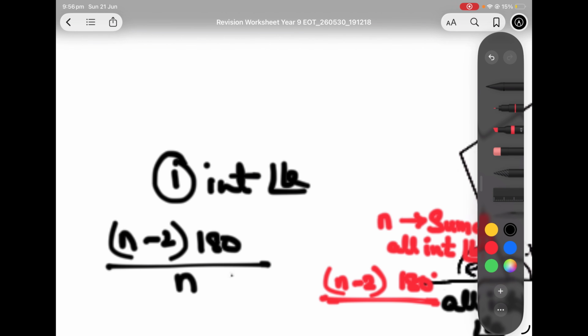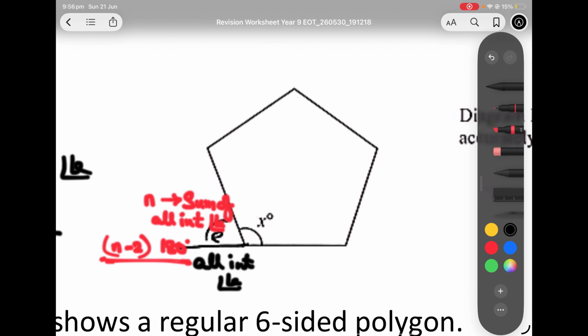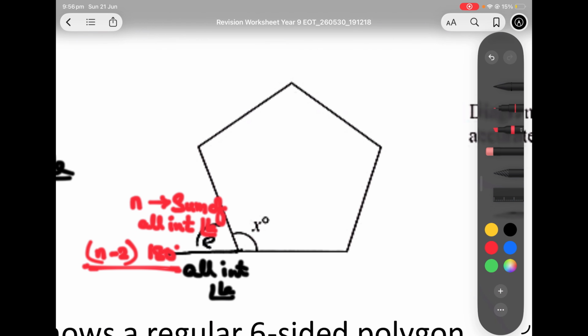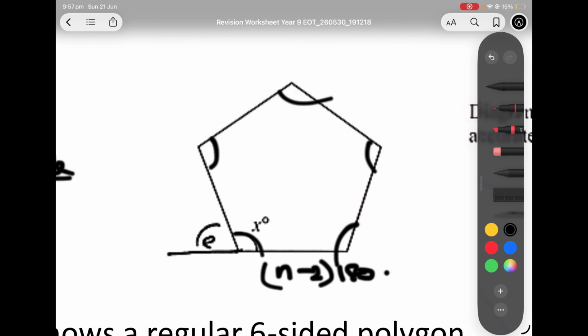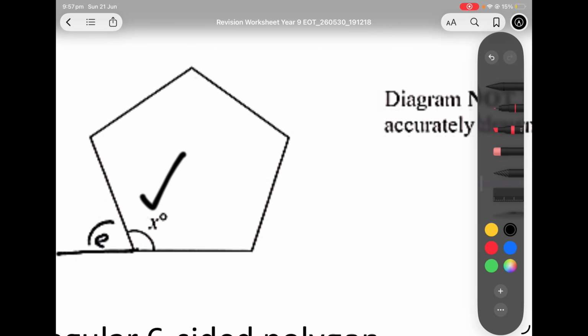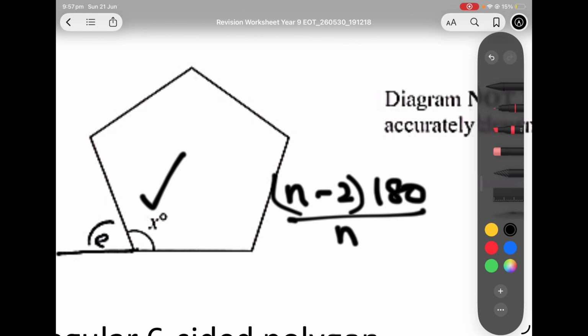So let's go ahead and do this question. Looking at the question, I have taught you three rules. One interior plus one exterior is equal to 180 degrees. Then, to find the sum of all interior angles, the formula is n minus 2 times 180. But here the question asks for one interior angle, only x, so the formula becomes n minus 2 times 180 divided by n. What is n here?